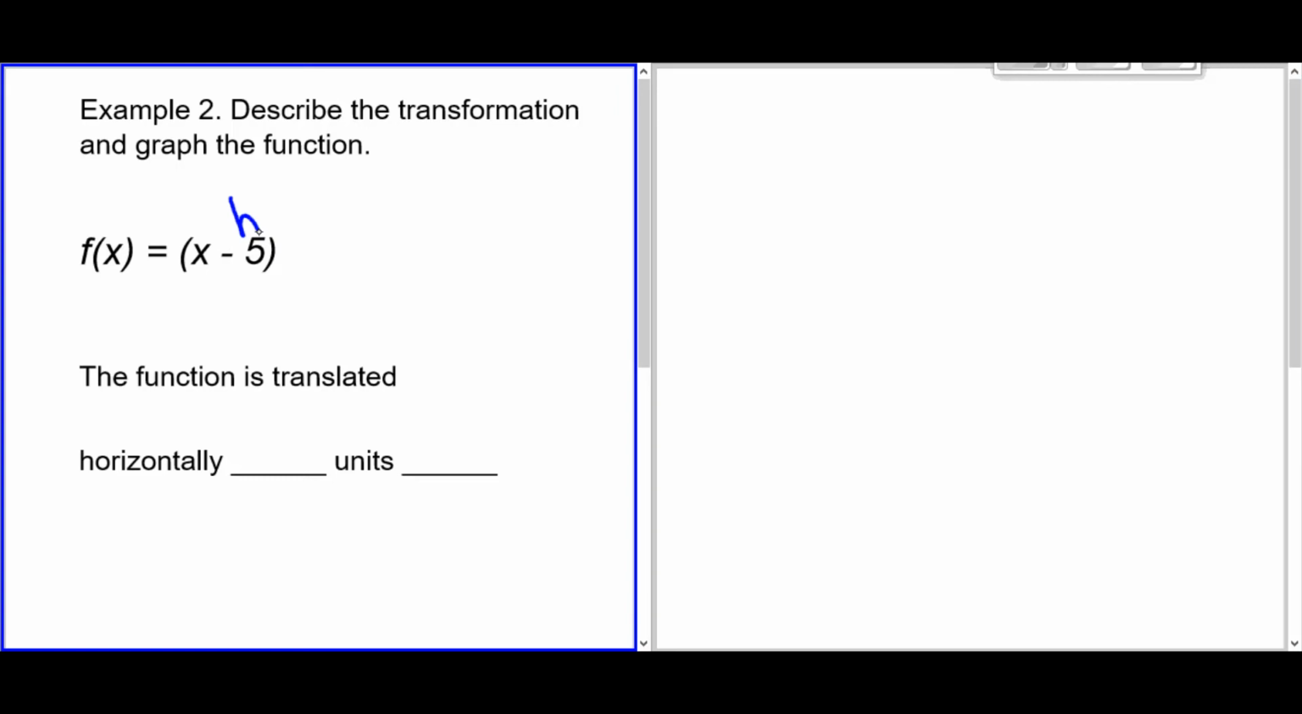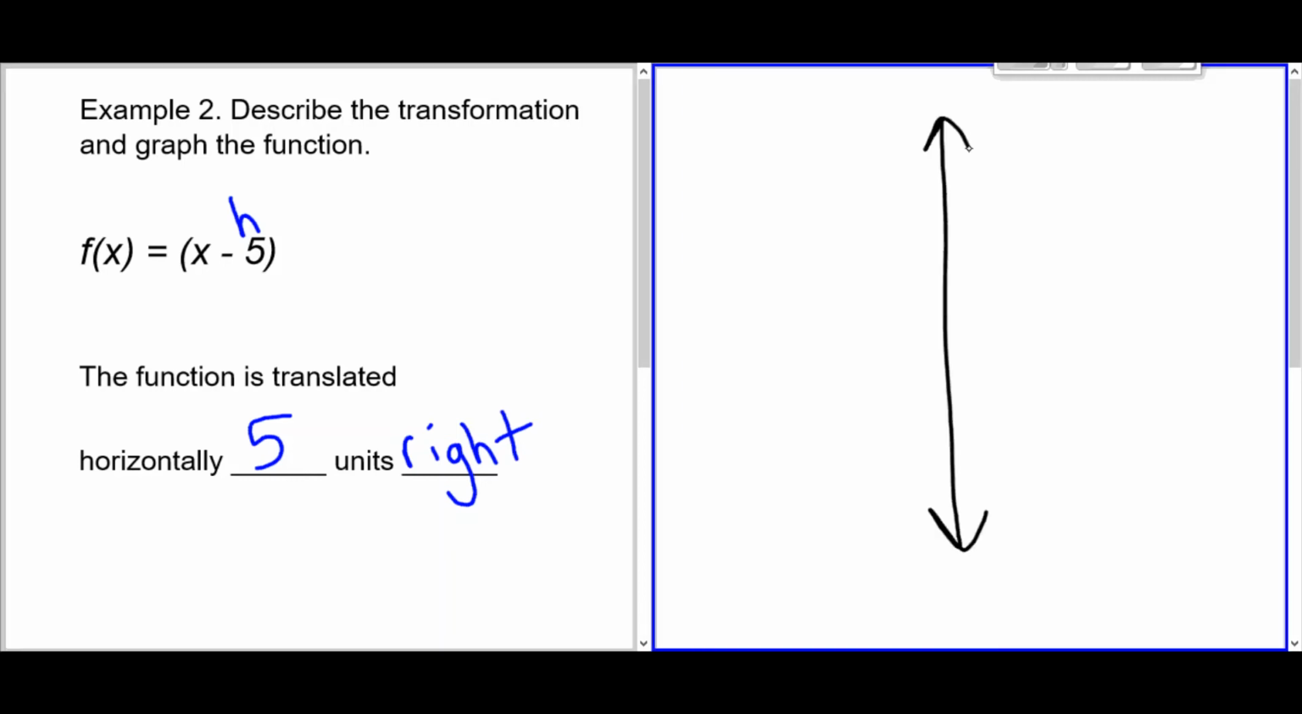So the function is translated horizontally 5 units. And remember, h always does the opposite of what's there. So since it says minus 5, I'm actually going to move my graph 5 units right, not left, because h does the opposite. So to graph this one, we will want to graph the parent function, and then we're going to want to move it right 5.